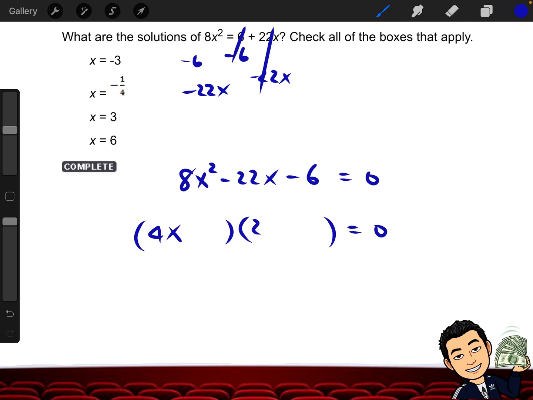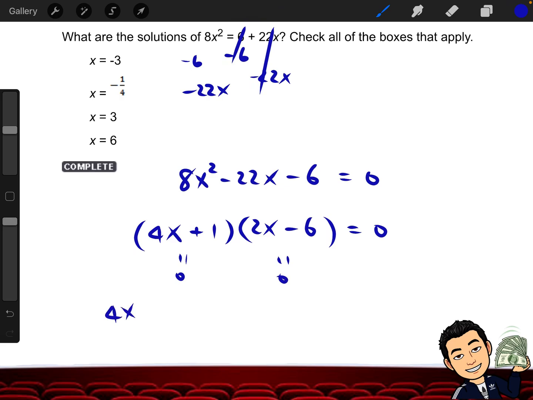So you've got 4x and 2x, that's the factors of 8x squared. And then since this is going to be subtracting 22x, I want to put minus 6 over here and plus 1 over here. Okay, so set each factor equal to 0.